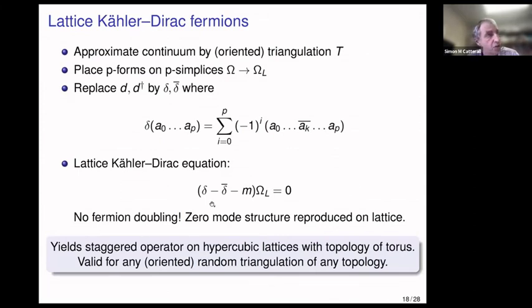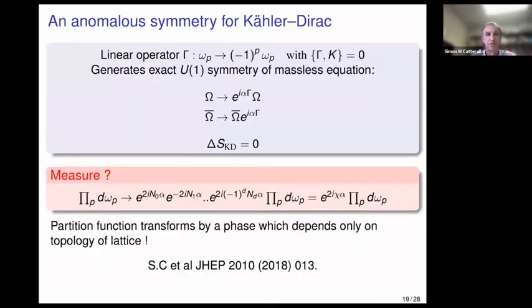You can show this thing has no additional fermion doubling. And the zero mode structure is exactly reproduced by the lattice theory. Zero modes are, of course, important when it comes to anomalies. Right, so that's the key feature. If I take this lattice Kähler-Dirac equation and move to hypercubic lattices with toroidal topology, it's completely equivalent to the usual staggered equations. All right, the advantage of this structure is it's valid for any random triangulation with any topology. Okay, so it allows us to look at these issues of anomalies in more detail.